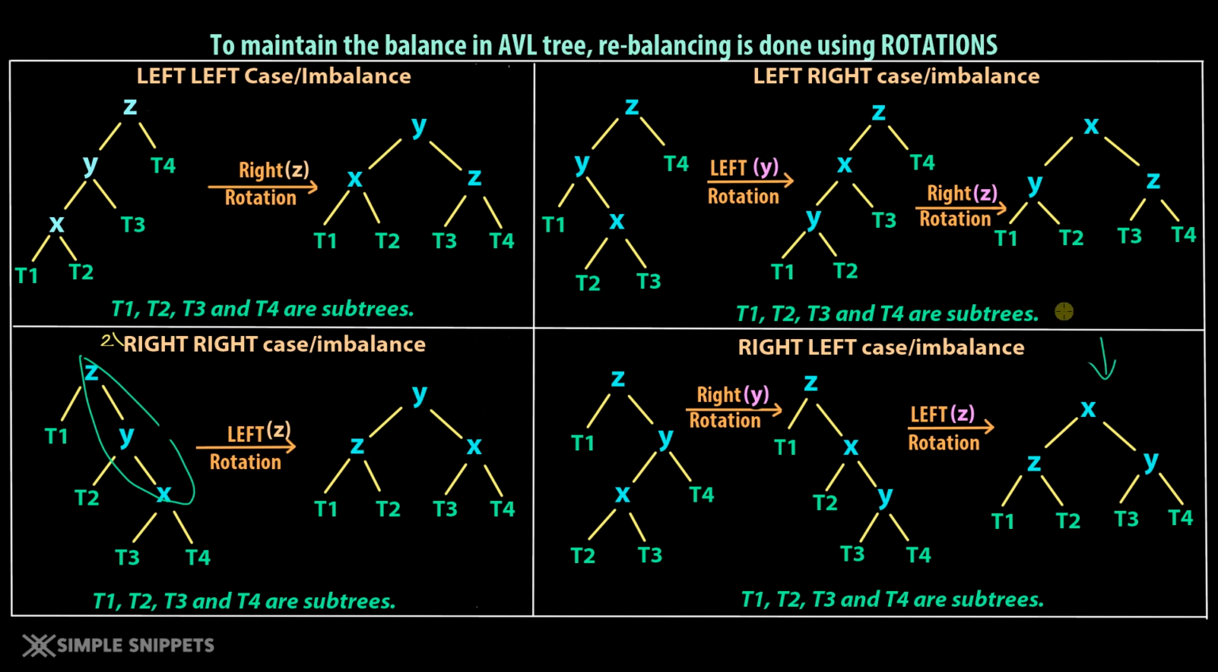Okay, so these were the 4 use cases with the 4 different imbalances and the different rotations, just like we saw in the previous tutorial, but that was for the 3 nodes, which was very simple. In this case, we did the same 4 rotations, but with binary search trees which had more than 3 nodes, and this is where the scenario gets a little tricky. I hope you've got how you can do the rotations depending upon the different use cases.